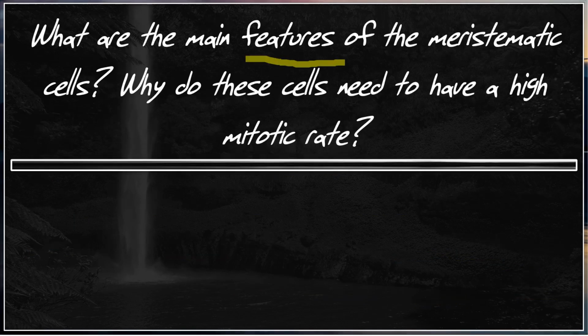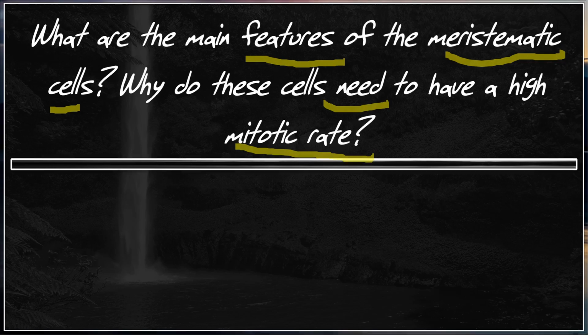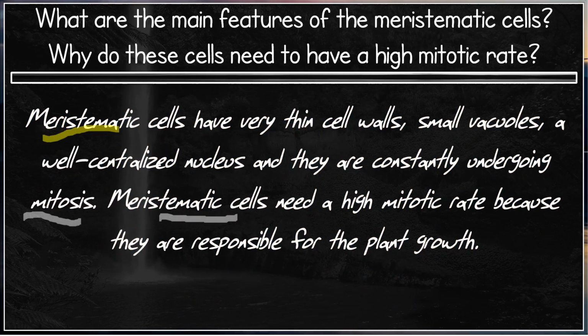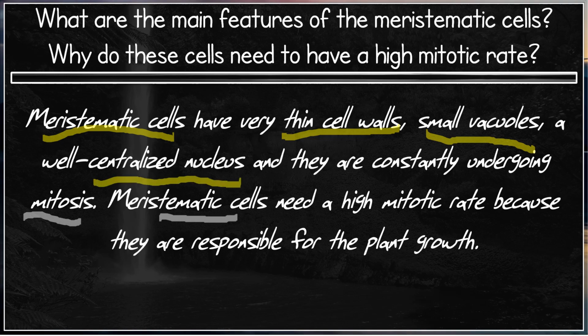What are the main features of the meristematic cells? Why do these cells need to have a high mitotic rate? Meristematic cells have very thin cell walls. They have small vacuoles and a well-centralized nucleus. They are constantly undergoing mitosis. Meristematic cells need a high mitotic rate because they are responsible for the plant growth.